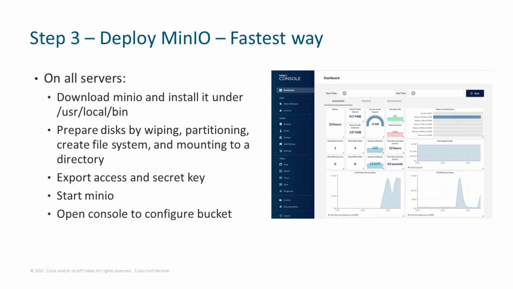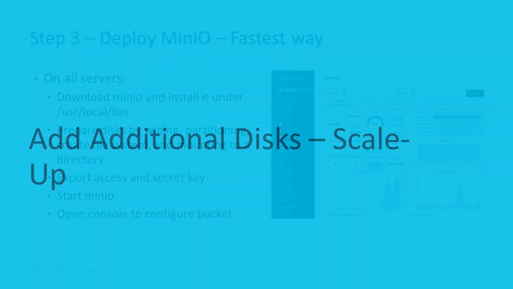The final step 3 of the deployment is to install and configure MinIO. One of the ways is very simple: just download it, install it, prepare the disks you want to use for MinIO, export the MinIO root user access and secret key, and then start MinIO. And when you open the console, you can easily configure a bucket where you can write the data into it.